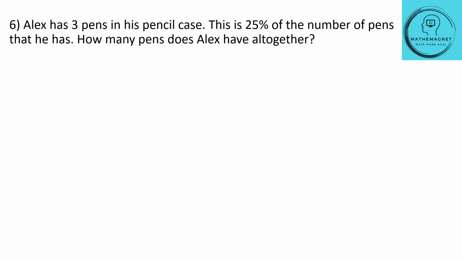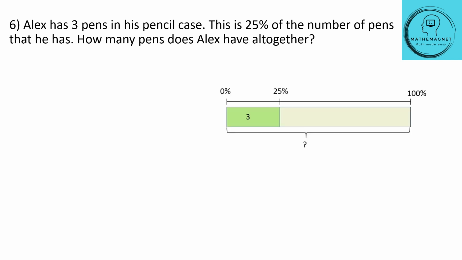Now sixth question. Alex has 3 pens in his pencil case. This is 25% of the number of pens that he has. How many pens does Alex have altogether? Let's begin by seeing how the bar model goes. Now we know 25% is 3 pens. In his pencil case, 25% are 3 pens. Now they have asked us to find what is 100%. That is how many pens does Alex have altogether.